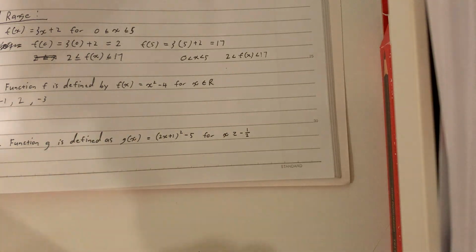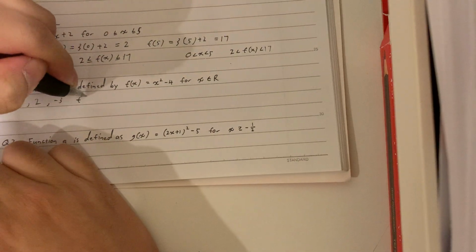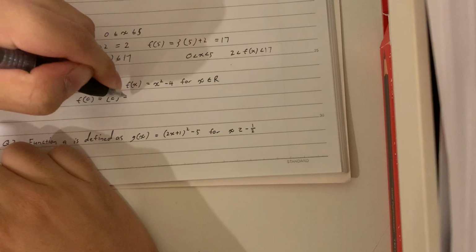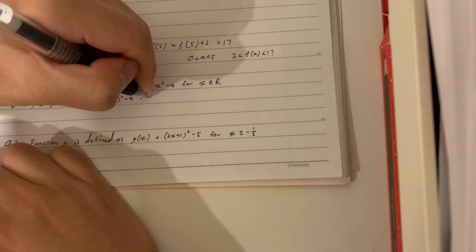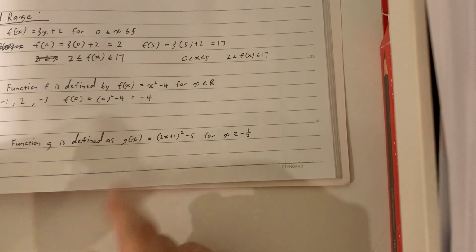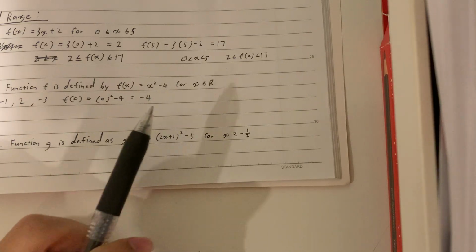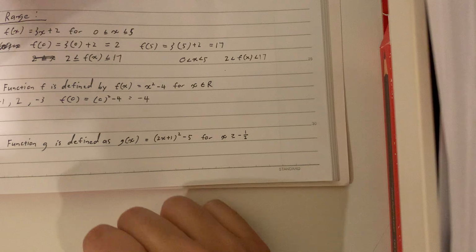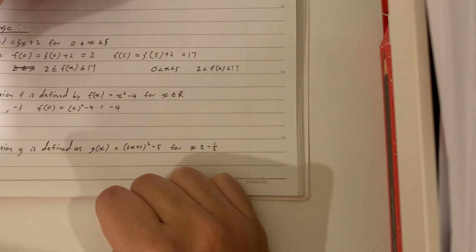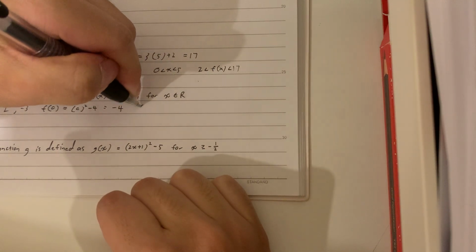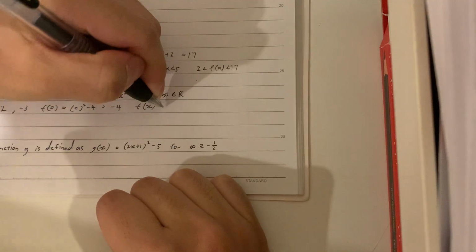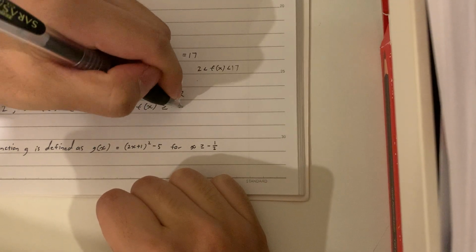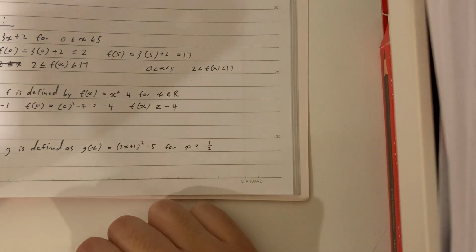Is 0, right? So if you do f(0) equals 0 squared minus 4, so your minimum value is negative 4, right? So you only get one number, but you can find your range with it. And your range would be, yes, f(x) will be greater than or equal to negative 4. That's your final answer.